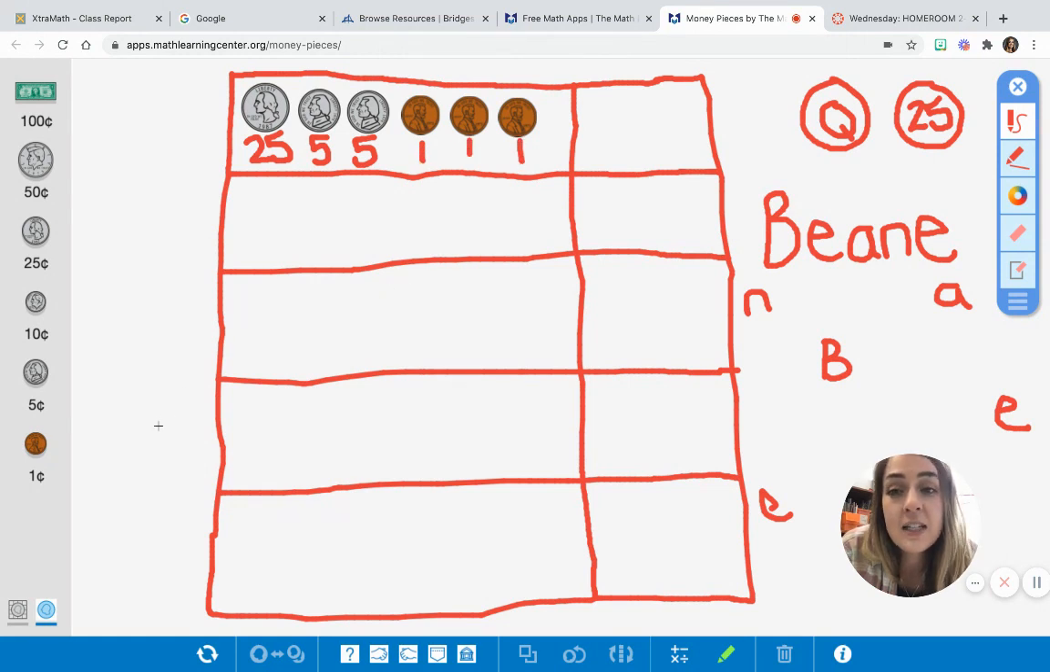Okay, and then I'm ready to count it all up. So 25, 30, 35, 36, 37, 38. So in this box, I would write my total or my value, 38 cents.